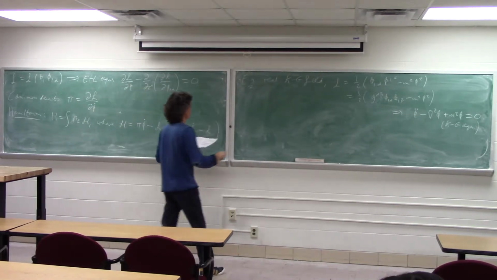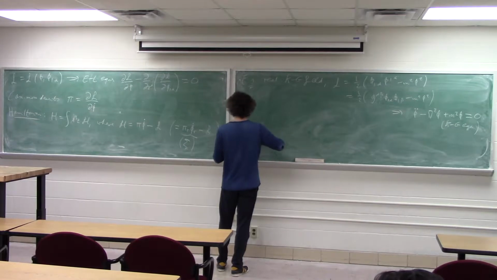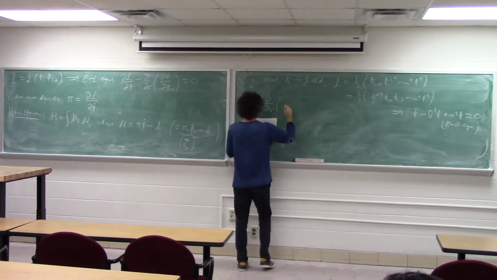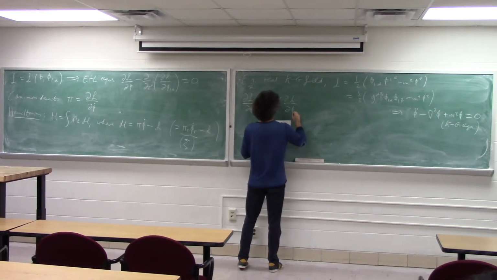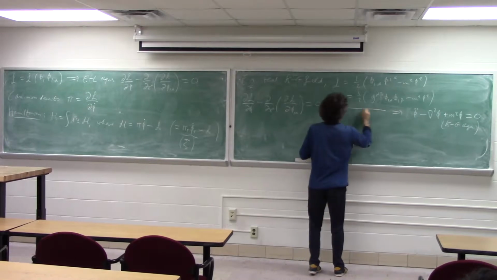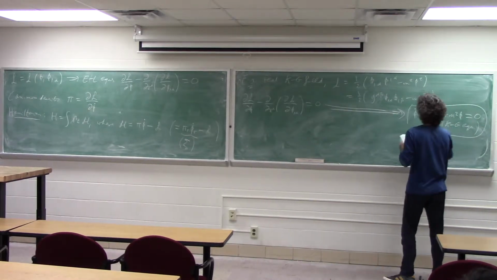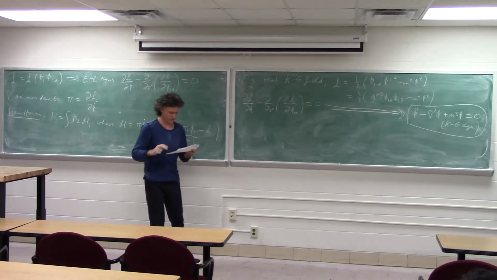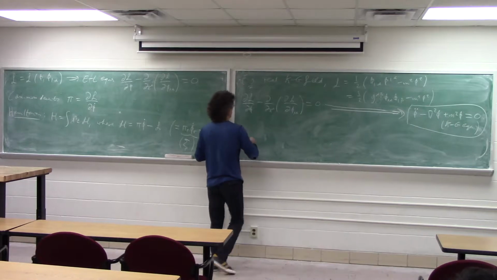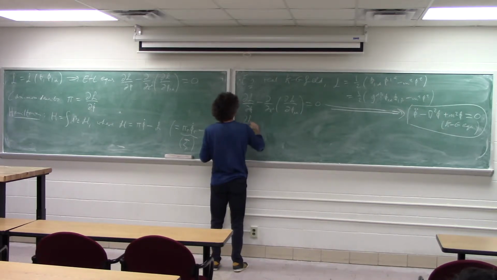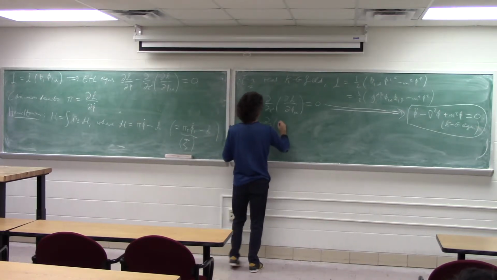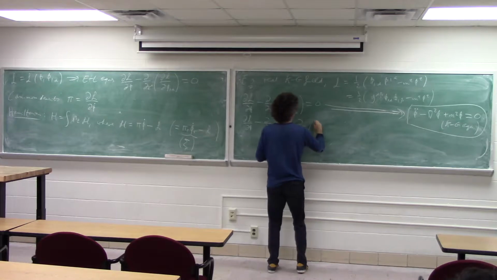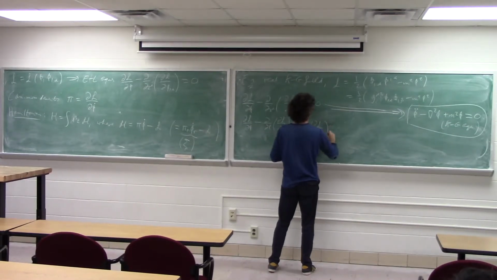What you need to do is remember the Euler-Lagrange equation: dL by d phi minus d by dx alpha of the Lagrangian density with respect to phi alpha is zero. This implies the Klein-Gordon equation. Let's just check that we can work that out, check that we know what we're talking about. So we need to work out dL by d phi minus d by dt of dL by d phi dot, minus d by dx i of dL by d phi i, is zero.